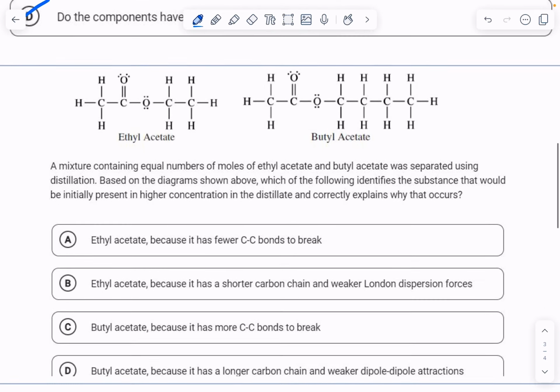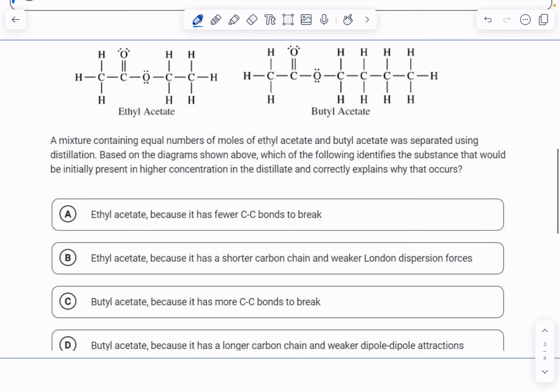Okay, and here's one more question. We got two different molecules shown. The Lewis structures are above, ethyl acetate and butyl acetate. A mixture containing equal numbers of moles of ethyl acetate and butyl acetate was separated using distillation. Based on the diagrams above, which of the following identifies the substance that would be initially present in higher concentration in the distillate, and correctly explains why that occurs?